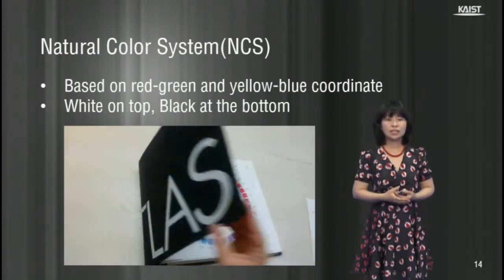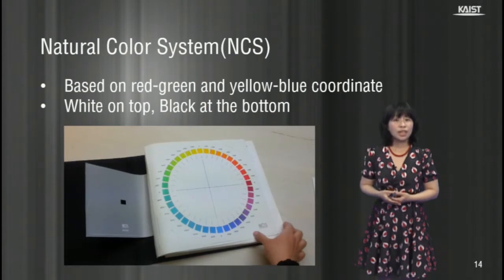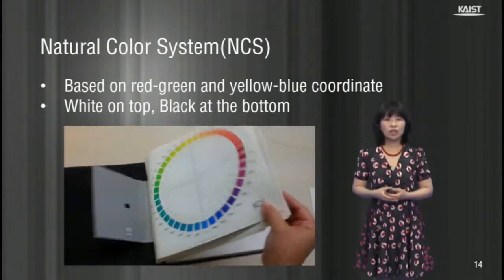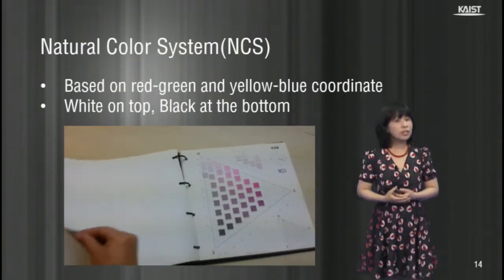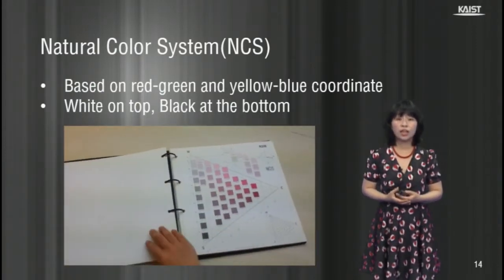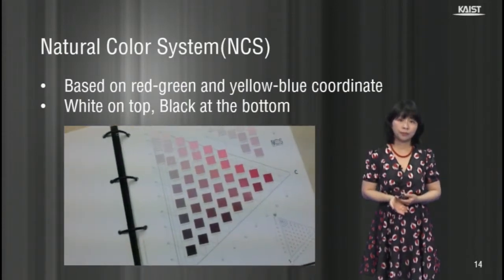The next one is the Natural Color System, in short NCS. In the 70s, the Scandinavian Color Institute proposed this system, and an increasing number of color practitioners are using the NCS as frequently as the Munsell.